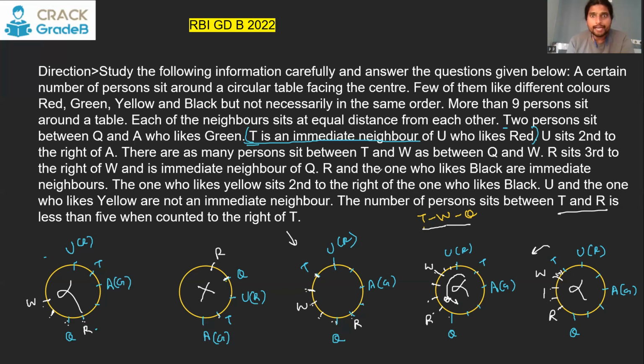It says R and the one who likes black are immediate neighbors. So R and black possible, R and black possible. So keep that on hold. This can also be black. This can also be black.